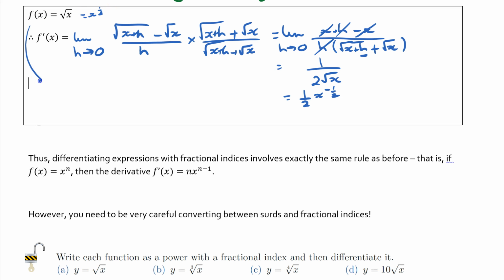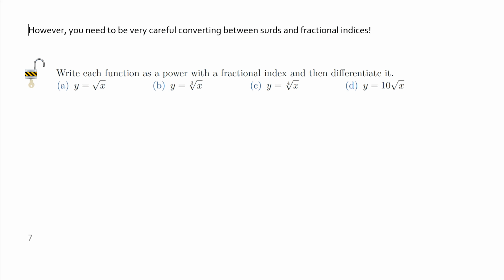Compare that with our normal process from up here, where we would say f dash of x we find by multiplying the power down and subtracting 1. So a half minus 1 is minus a half. So by differentiation from first principles, we've verified that our rule also applies to fractional indices. Okay, nearly there.